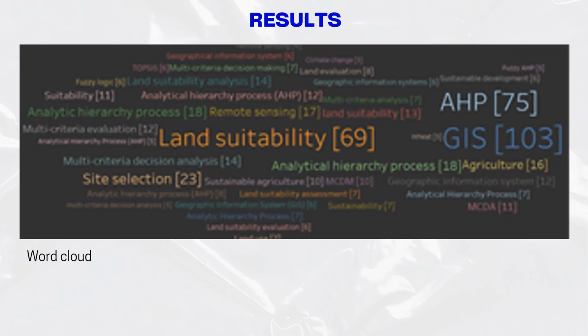This figure is the word cloud summarizing the popular keywords extracted from the publications, each with a minimum frequency count of 5. In total, the word cloud includes 40 keywords, and among them, GIS and AHP appear as the most popular keywords in the literature.